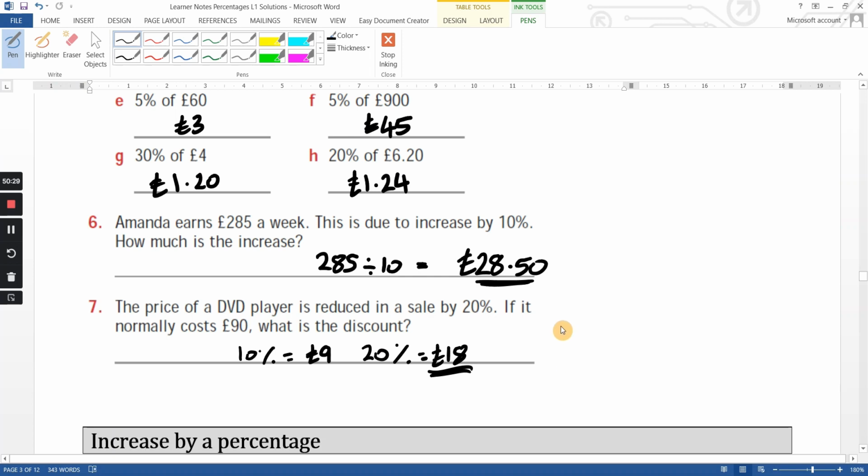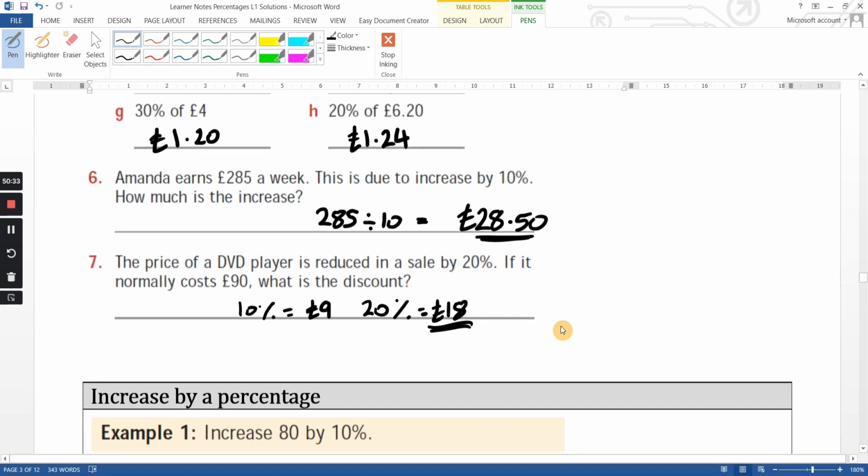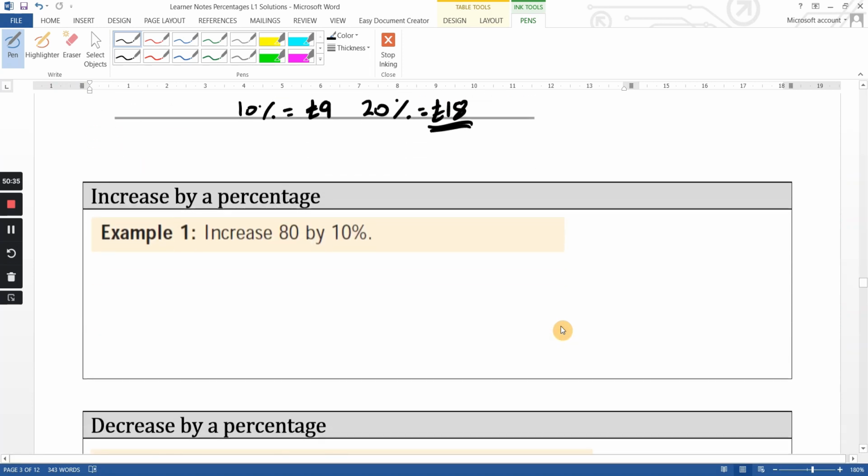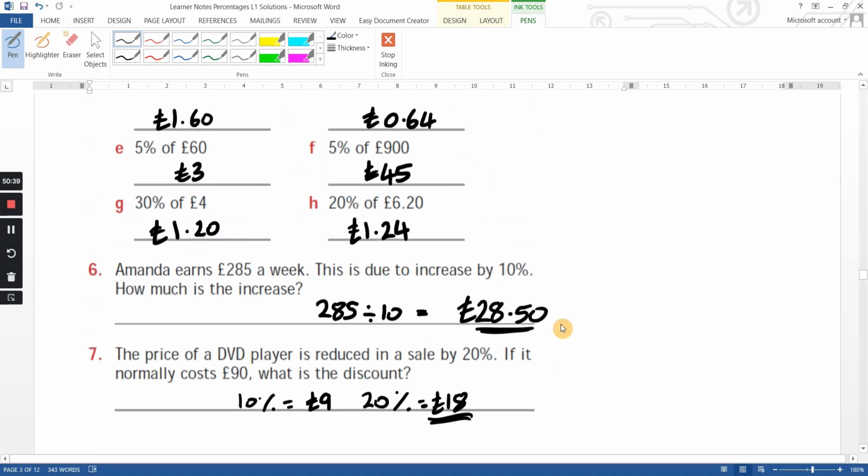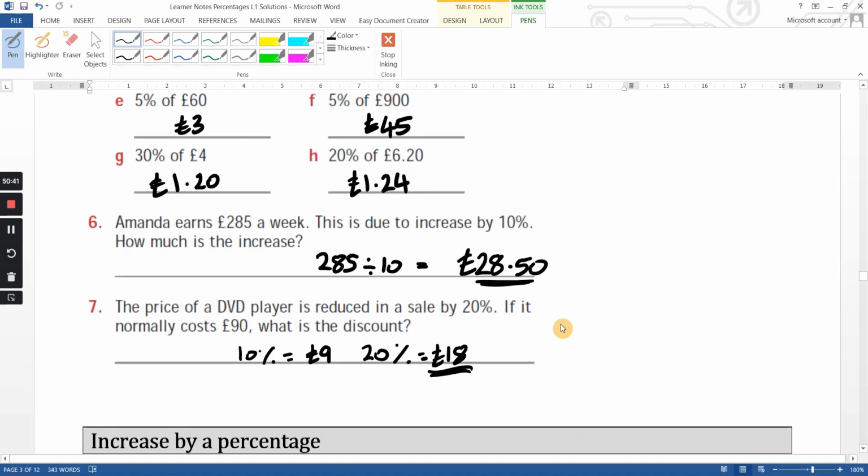So I'm gonna call it a day, and hopefully you found that useful. And in part 2, I'm gonna go through increasing and decreasing by percentage, and I'm gonna go through the exam style questions as well.